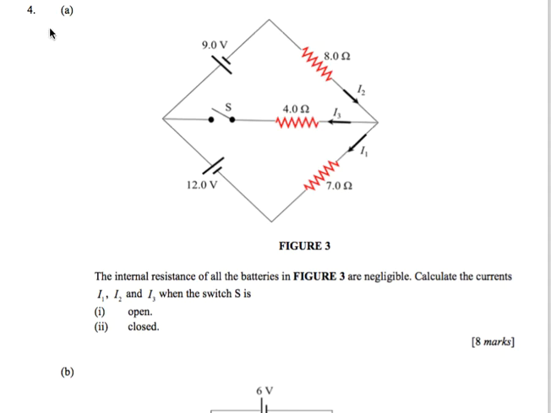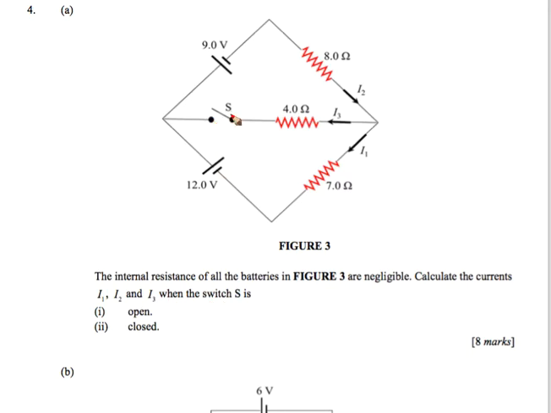Question number 4. 4a, internal resistor for all battery enable and calculate the current I1, I2 and I3 when the switch is open.